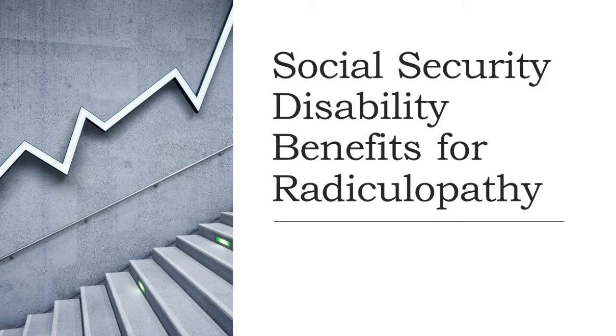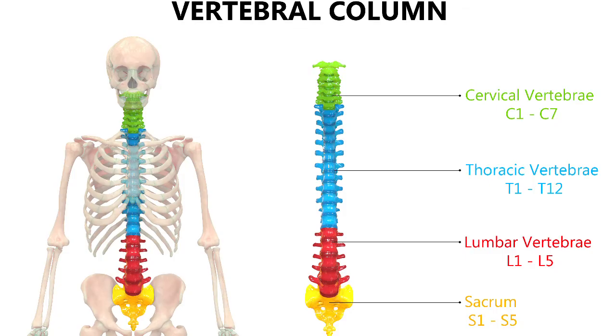The first thing that we need to discuss is the spine. The spine is broken into three essential sections. The cervical spine, which are the top 7 vertebrae, the thoracic spine, which are the next or middle 12 vertebrae, and the lumbar spine, which is the lower 5 vertebrae before the sacrum.